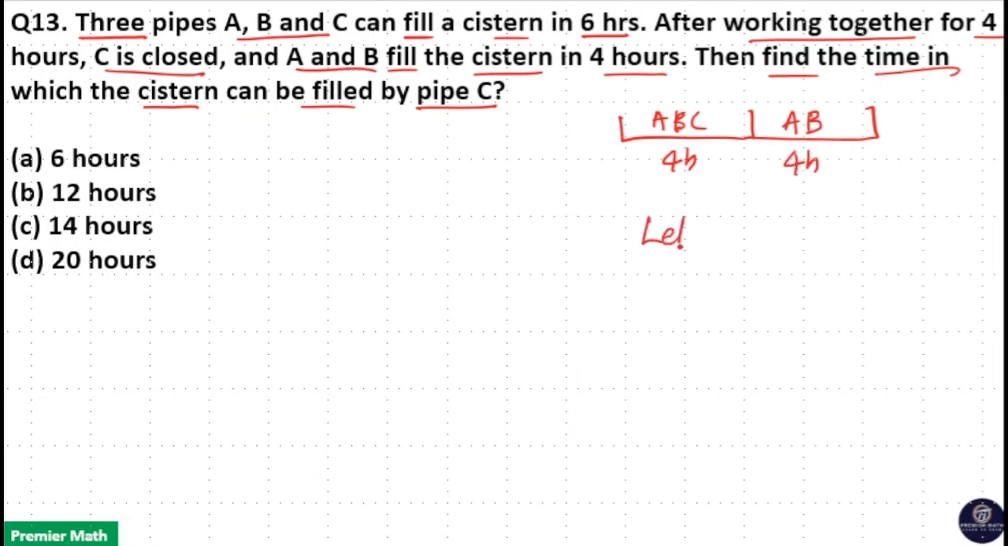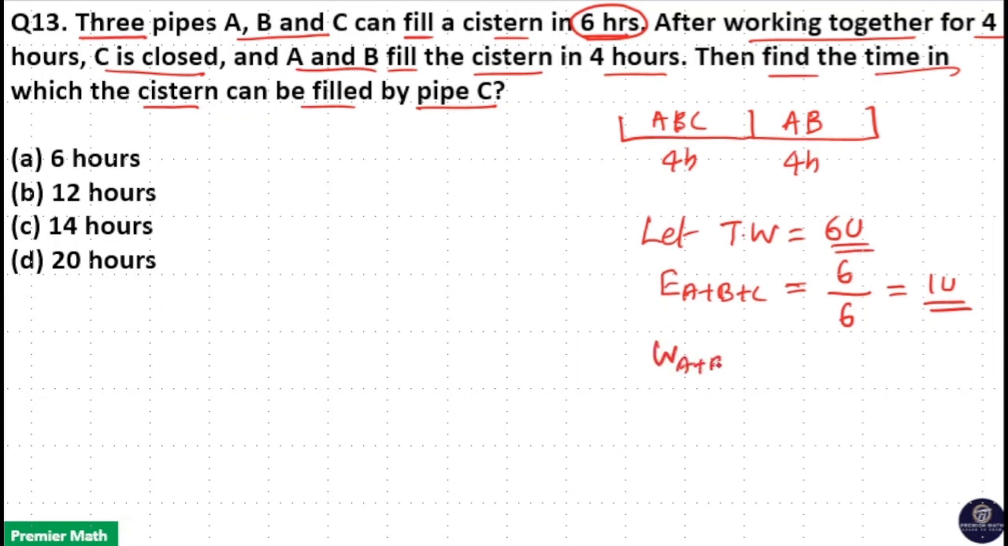Let us consider total work as 6 unit. Then the efficiency of A, B and C together is work completed, 6 unit, divided by time taken to complete the 6 unit of work, which is 6 hours. So 6 by 6 is equal to 1 unit. Now, the work completed by ABC together in 4 hours is 4 into efficiency of ABC together, 1 unit. So, 4 unit is the work completed in 4 hours.